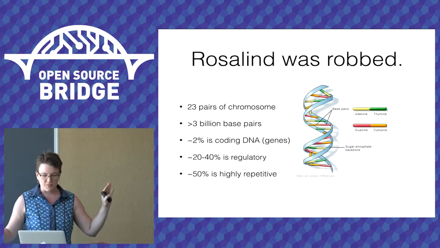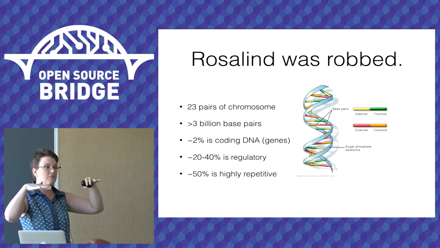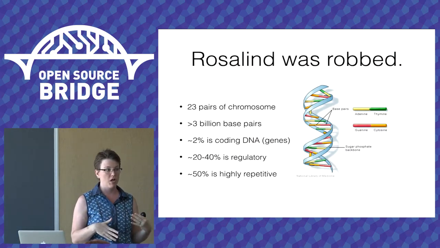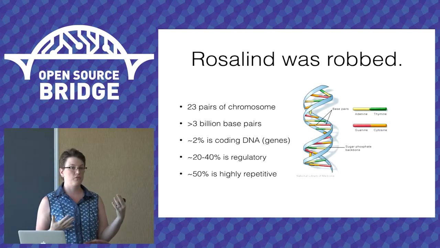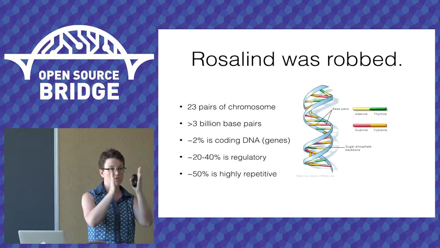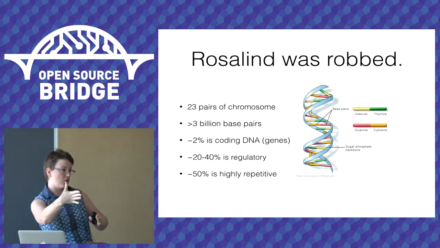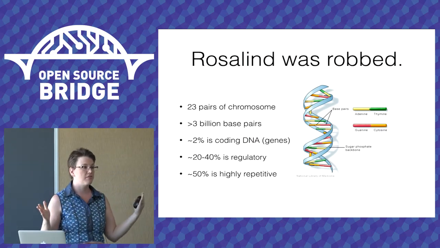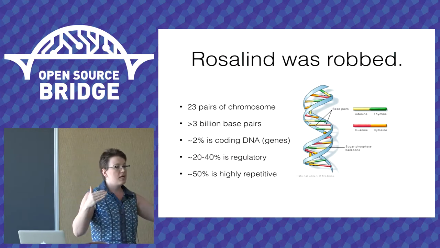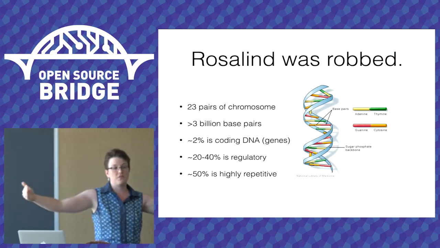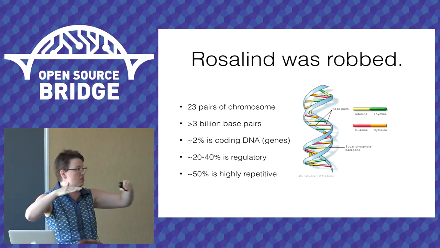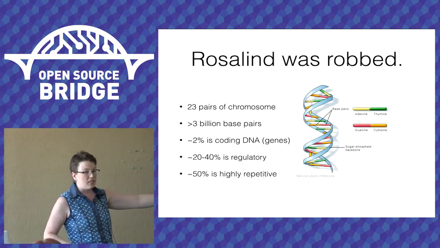So here's the science part. You have, in nearly every cell of your body, a complete copy of your genome, that is all 23 pairs of your chromosomes. All your chromosomes are paired. You get one from a biological mother and one from your biological father. This is a huge amount of information, over 3 billion units of information. Those units are the A's, T's, C's, and G's that link together and make this little twisty ladder of your DNA.